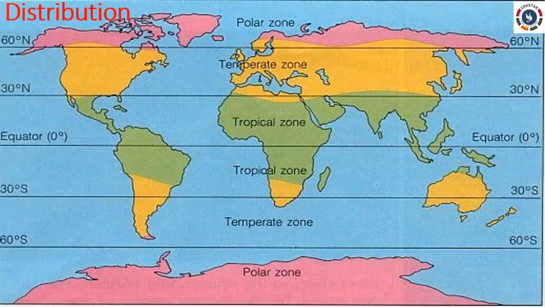Now we will see about the distribution. Temperate climate spreads over most of the continents in the world. In the northern hemisphere, it lies between the Tropic of Cancer, 23.5 degree north, and the Arctic Circle, 66.5 degree north. And in the southern hemisphere, it lies between the Tropic of Capricorn, 23.5 degree south, and the Antarctic Circle, 66.5 degree south. And grasslands are found in the temperate zone.